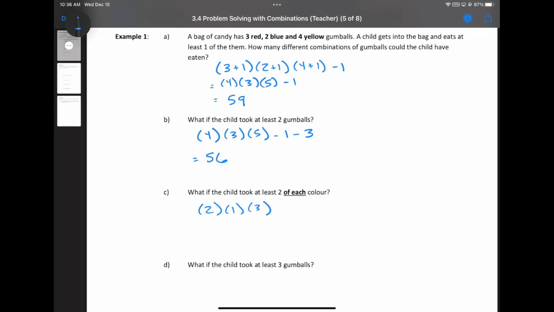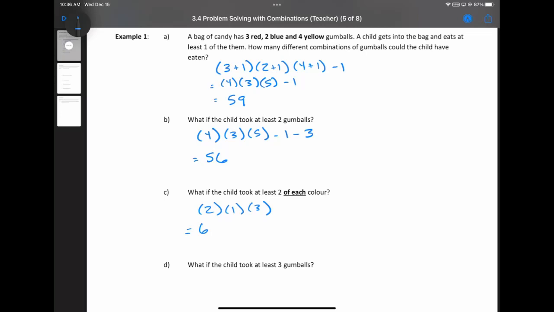And in this case, we don't have to subtract off anything because it's impossible for them to take less than 2 of each, given that we've set it up to be this way. So there is no scenario where they don't take any gumballs. There can't be. They took 2 of each. So we don't have anything to subtract off this time, and the answer just turns out to be 6.